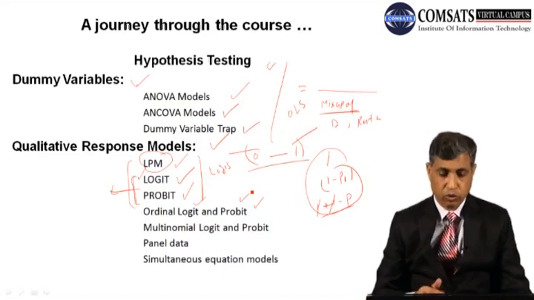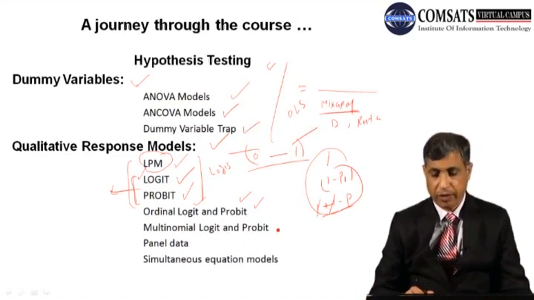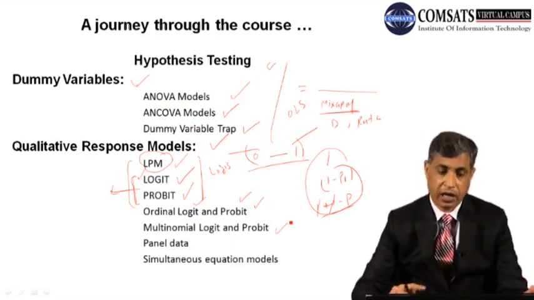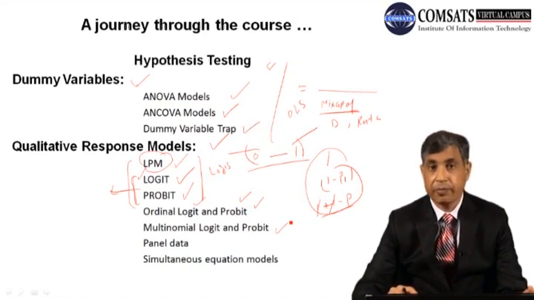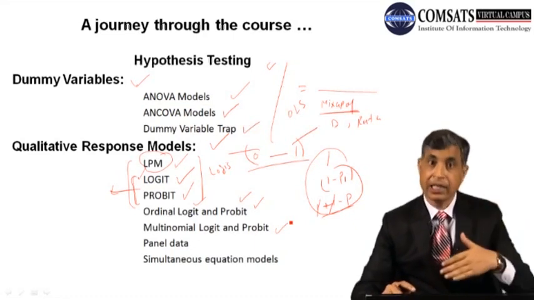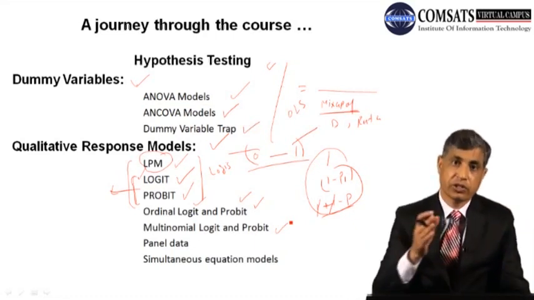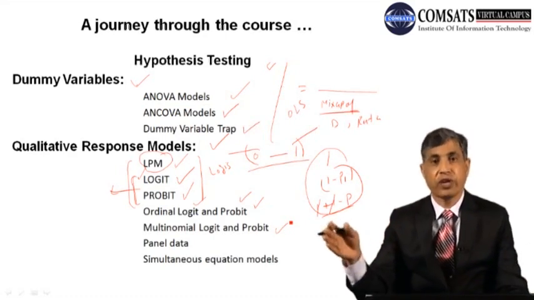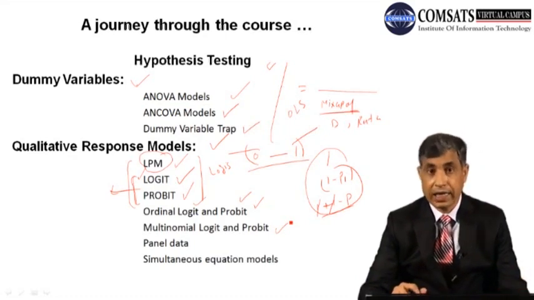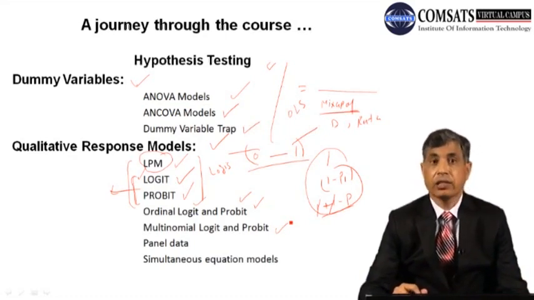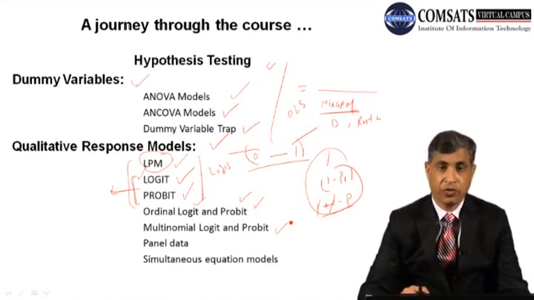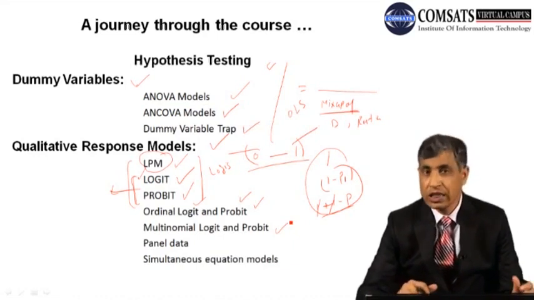Then we also talked about the multinomial Logit and Probit. This is another situation: in the previous ordinal Logit and Probit models, we were assuming that the categories of the dependent variable can be ranked, for example strong, more strong, weak, more weak. But if these categories are not rankable, for example if I go to school on foot, by bicycle, by car and so on, then these are not ordered.